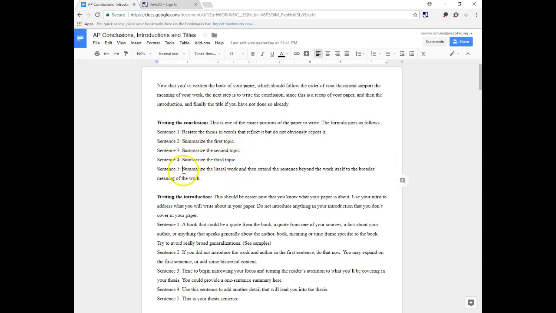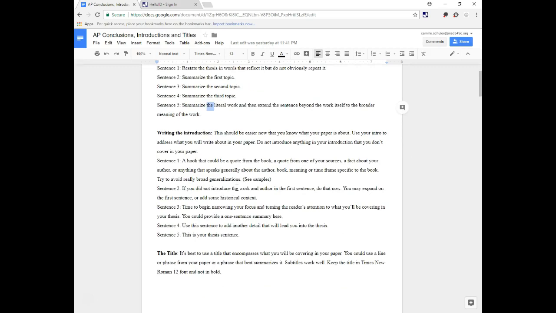And then finally, your fifth sentence is going to recap everything. You're going to summarize the literal work if possible, and then extend. Definitely you want to do this. You want to extend the sentence beyond the work itself to the broader meaning of the work. We'll look at this when we look at a couple of samples. After you write your conclusion, you're going to write your introduction.